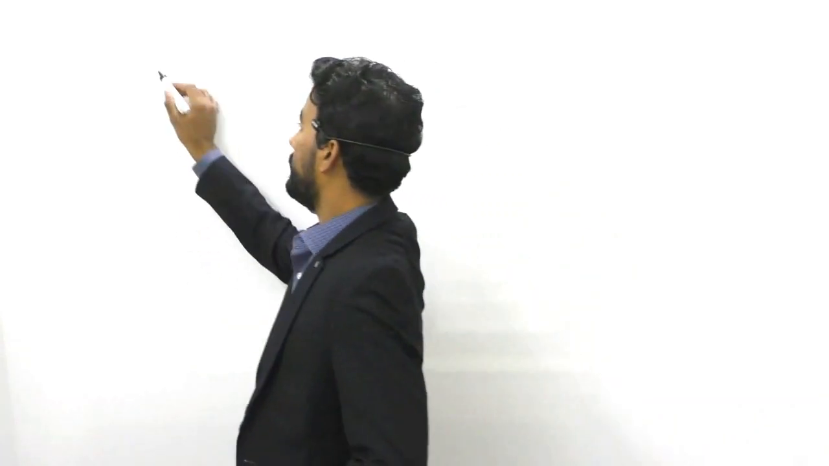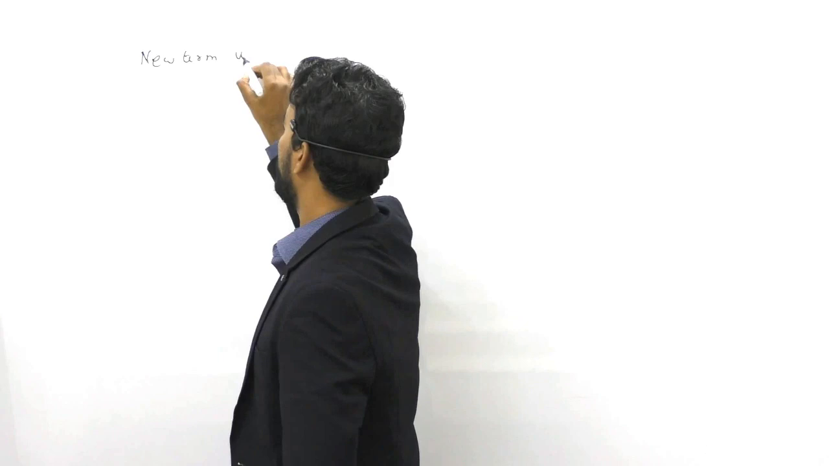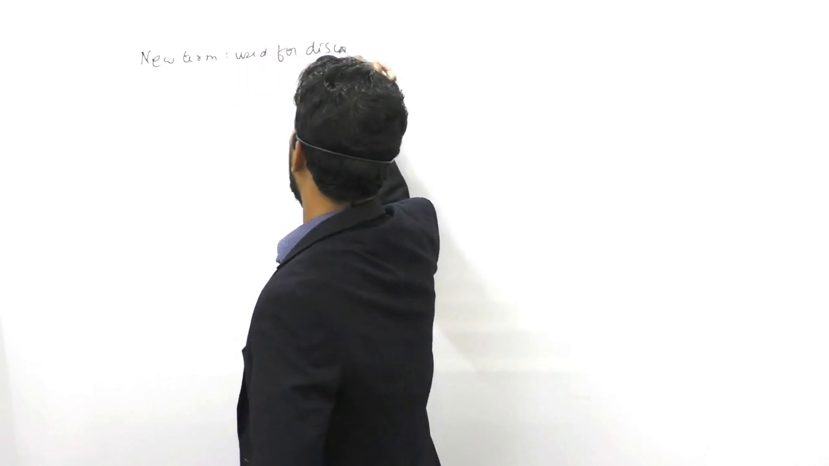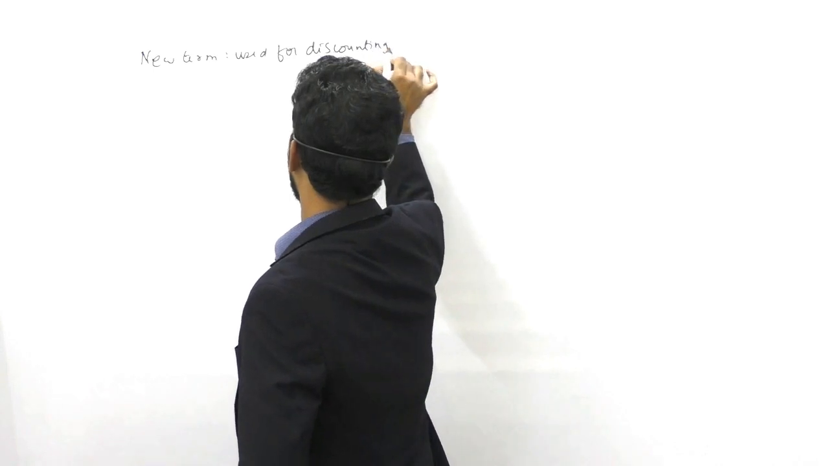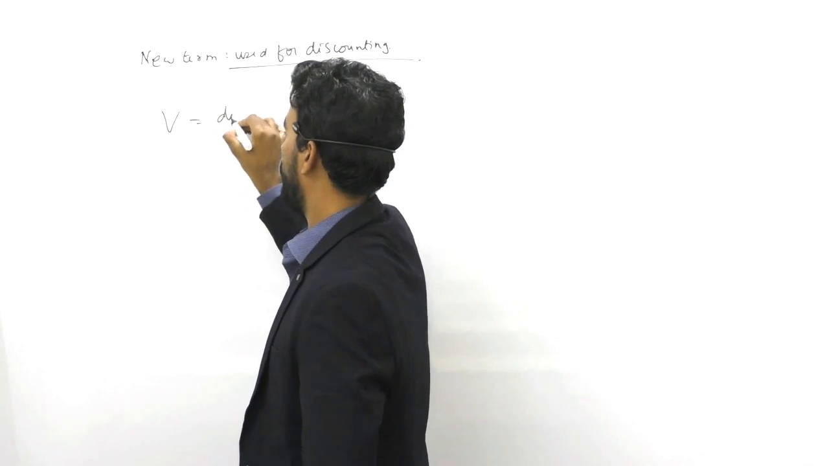Before we wind up the chapter, let me introduce a new interesting term. So a new term which is used for discounting, and the term is V.